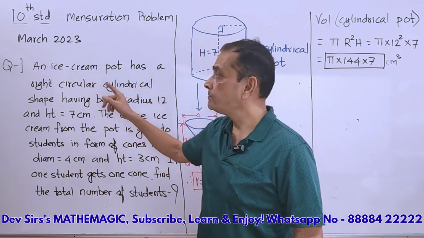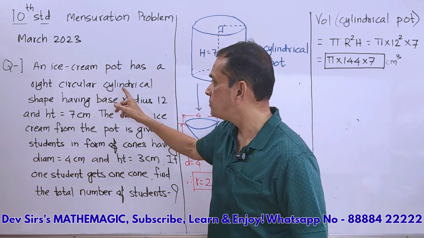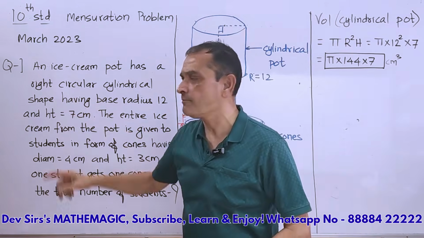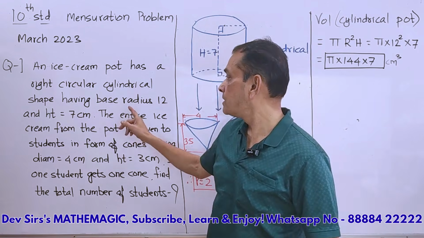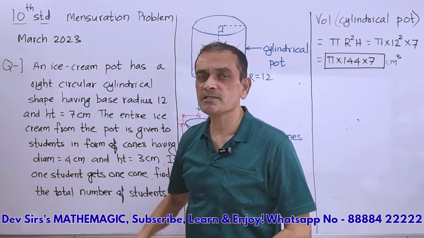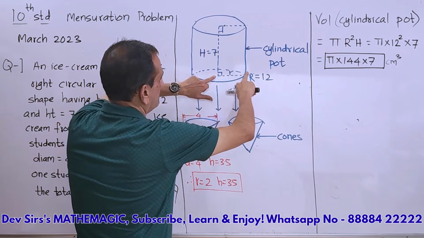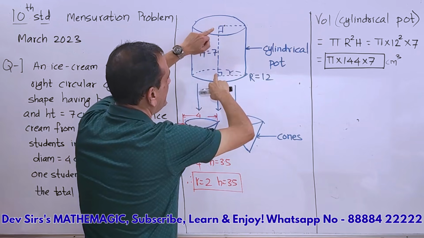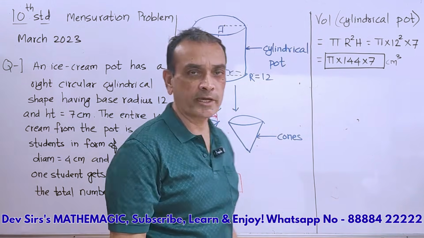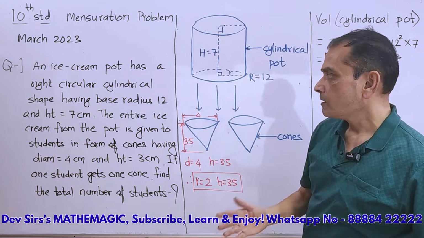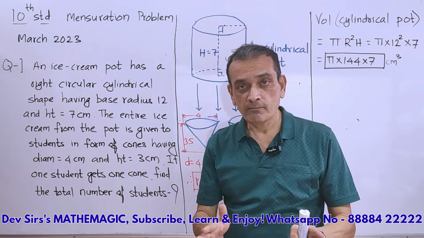An ice cream pot has a right circular cylindrical shape having base radius 12 centimeters and height 7 centimeters. I have shown it in the diagram. Radius 12 centimeters, height 7 centimeters. This pot is filled with ice cream.